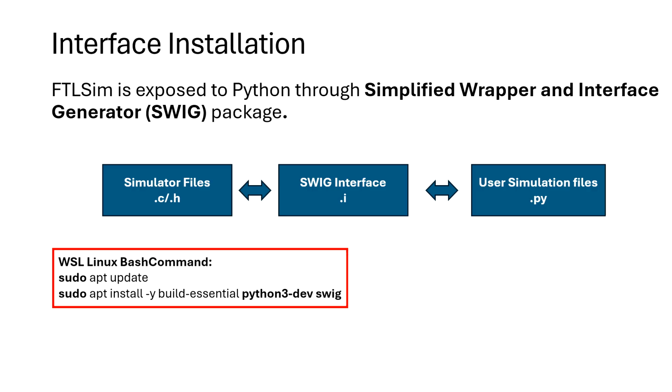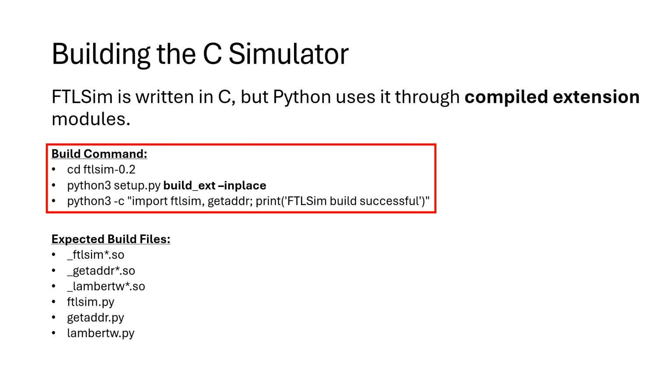This interacts with the Python user files, through which we write our use cases, like how many reads and writes, what our user space should be, and what trace we should use. Also the SSD configuration, everything is written in the Python files. For that we need a Linux bash command to install SWIG. These are the two commands we have to use. This has to be run on Linux. Yes, it's not Windows.